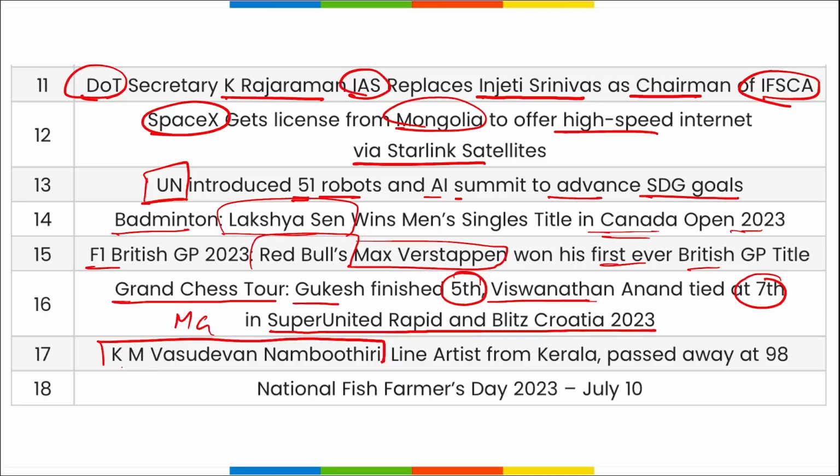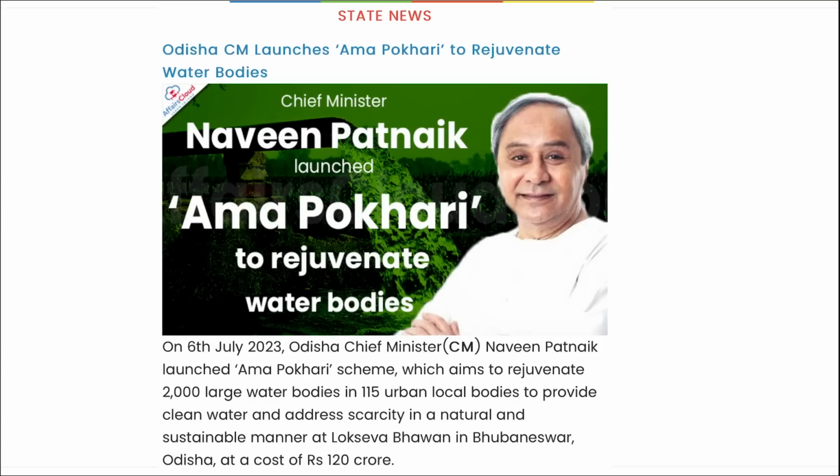Then KM Vasudevan has recently passed away. He was from Kerala, and he passed away at the age of 98. Then National Fish Farmers Day is observed on 10th of July. So these were your important current affairs for the day, friends. Now let's go for the revision part.